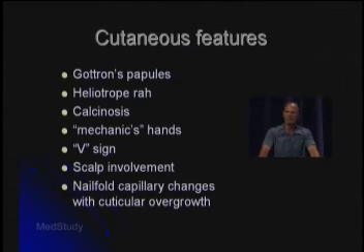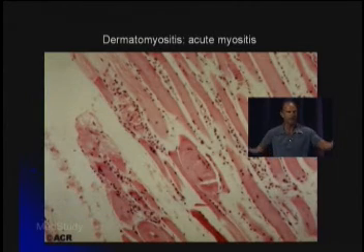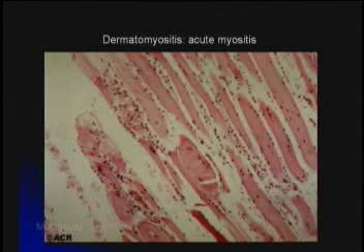There are some weird names that they may throw at you, mechanic's hands and V signs, and those are specific kinds of rashes, which I'll describe in a second. One of the things to remember, though, is that if there's bad scalp involvement with a rash, dermatomyositis loves to do that. So that's just a clue. Sometimes, if you look at the patient's cuticles, they're overgrown and they get what's called raggedy cuticles.